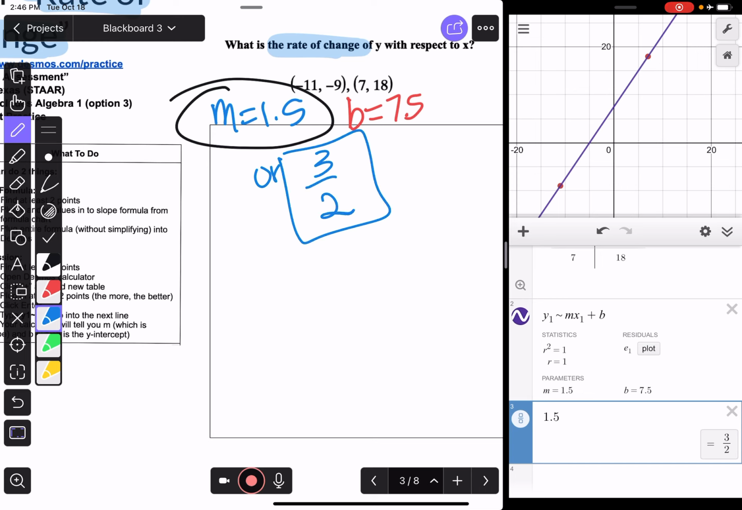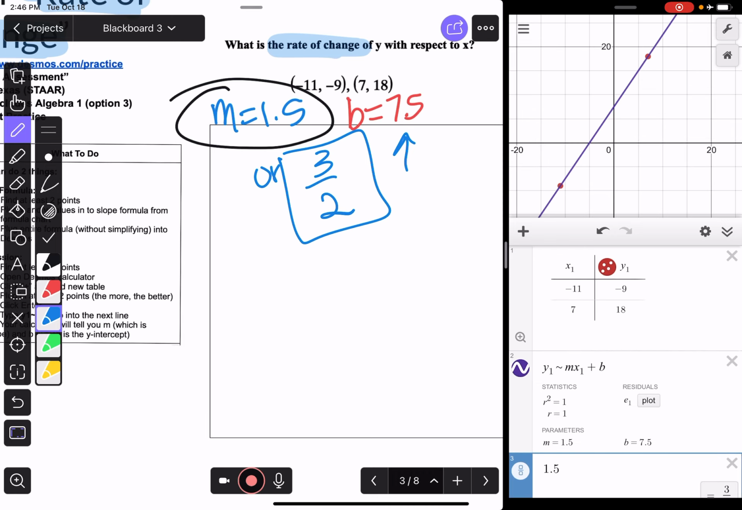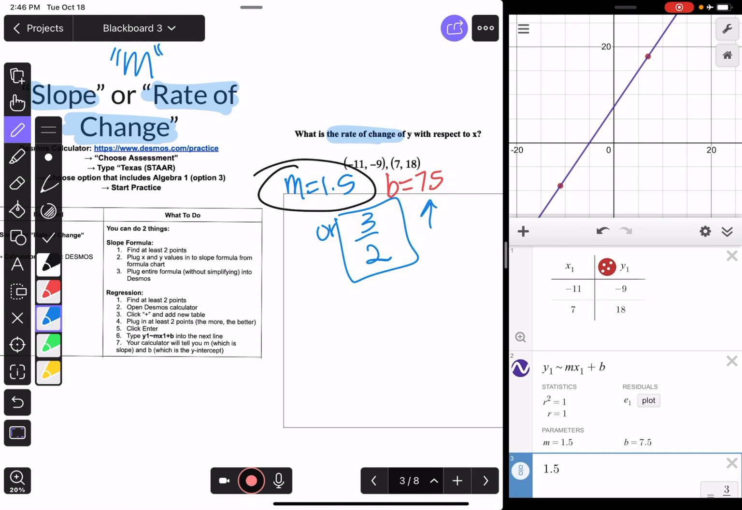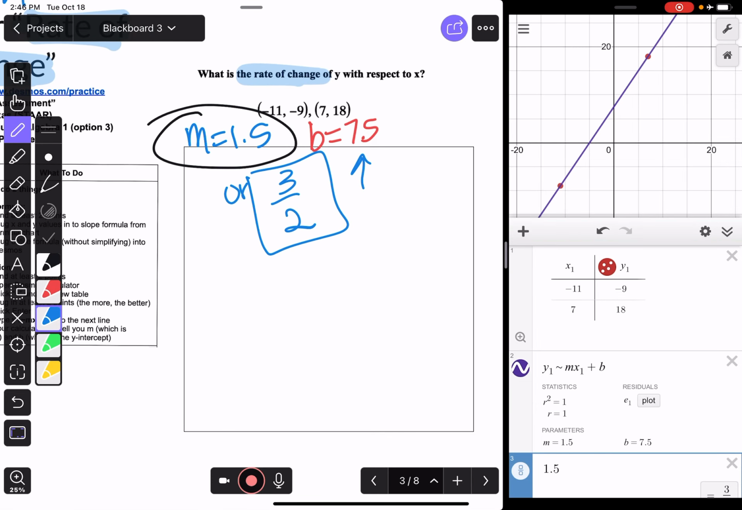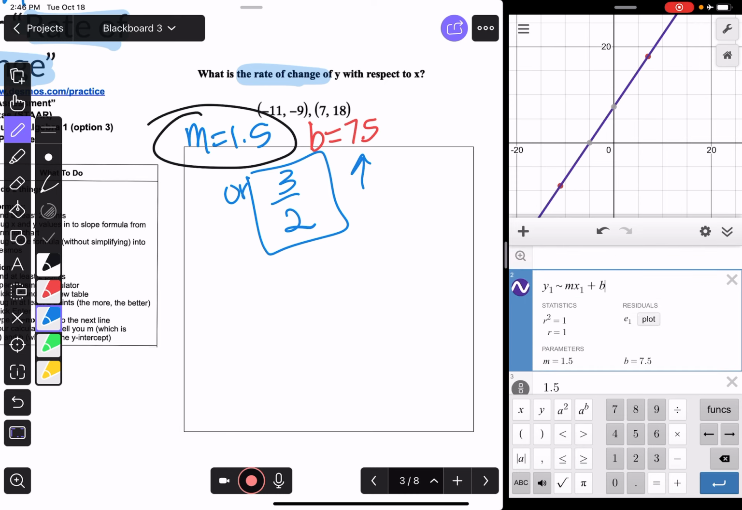So there's lots of things that regression can do. It can find you the slope, it can find you the y-intercept, or it can actually write the equation for you. So if we see slope or rate of change in the question, no matter what, we're going to try this method. We're going to try to get the points into a table, type our formula, and see if we can find m and b that way.